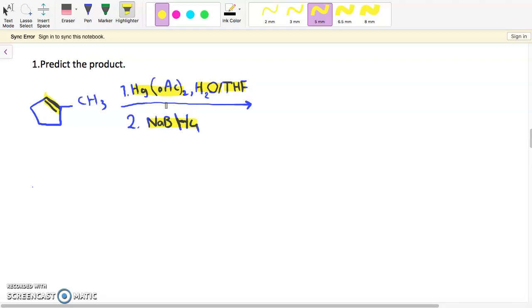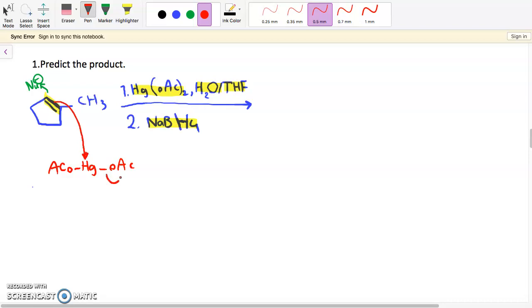And the mechanism is not 100% known, I think, and that's why in most introductory classes you're not supposed to know the mechanism. But because I don't want you to memorize things, I will show you one simple way of thinking about this. So here we have mercury acetate, and I know this double bond is electron rich, so it's going to be my nucleophile. The first step is that this is going to attack the mercury, and we're going to kick off one of the acetates.